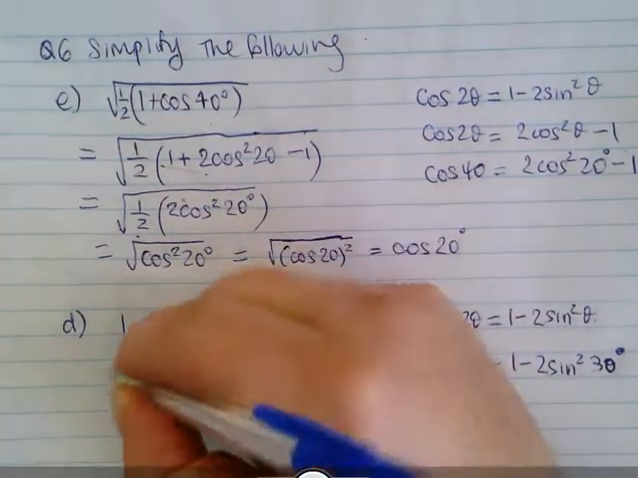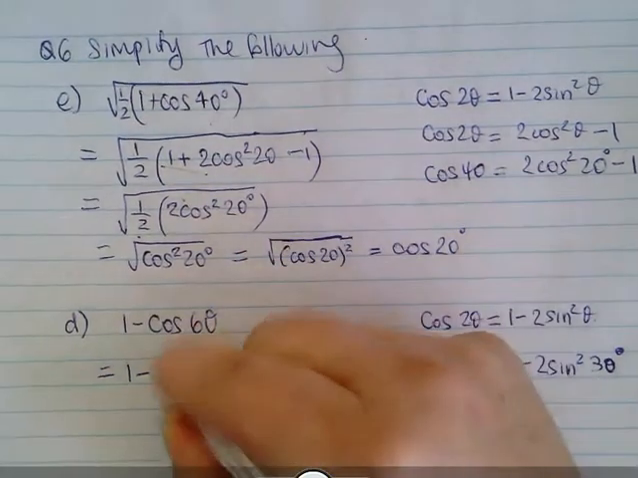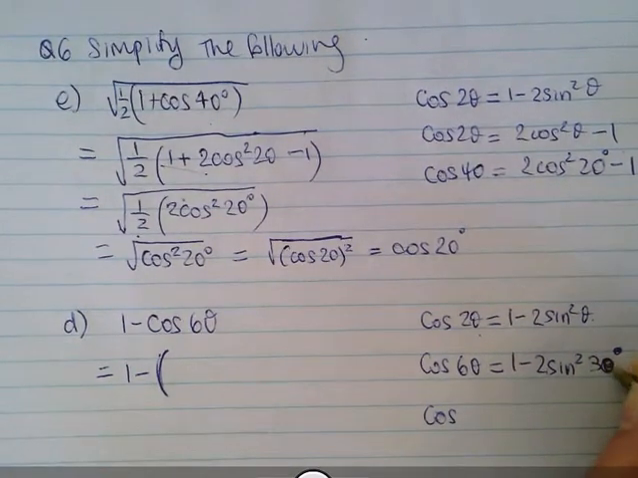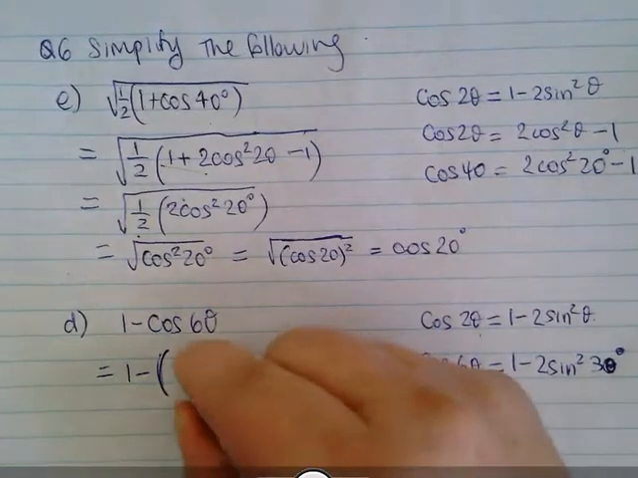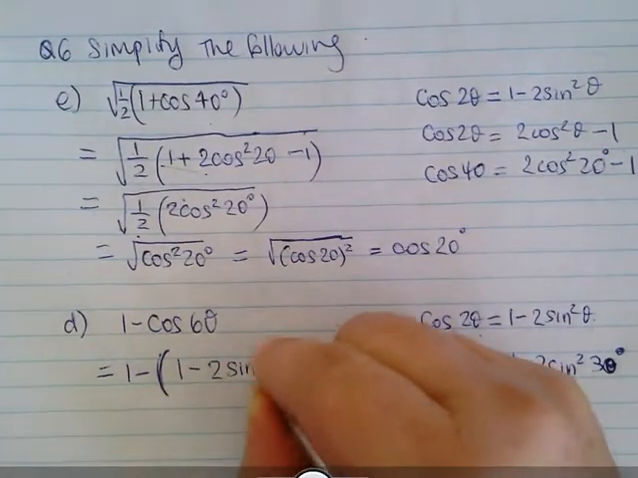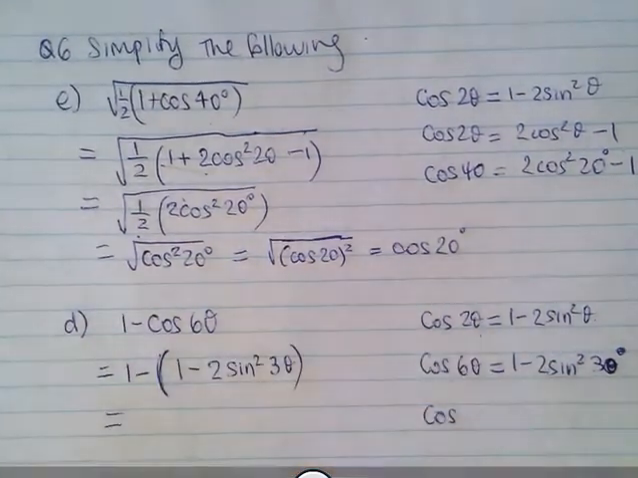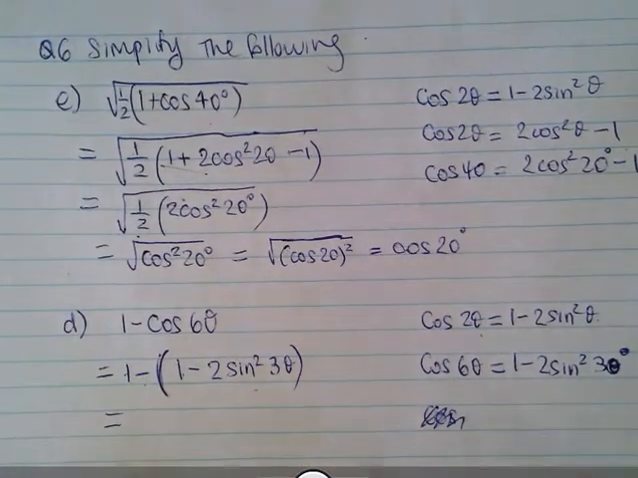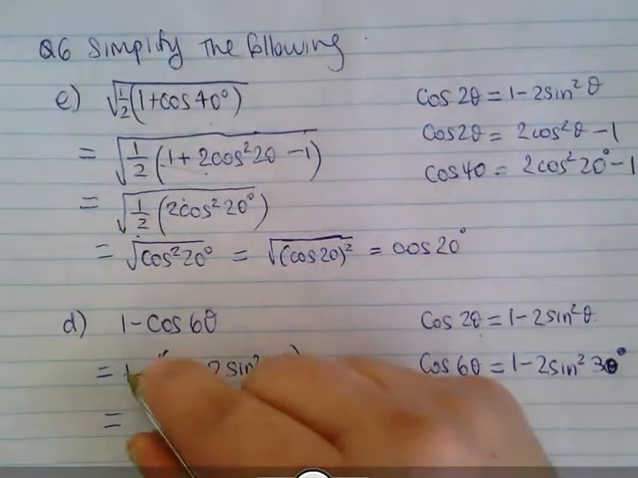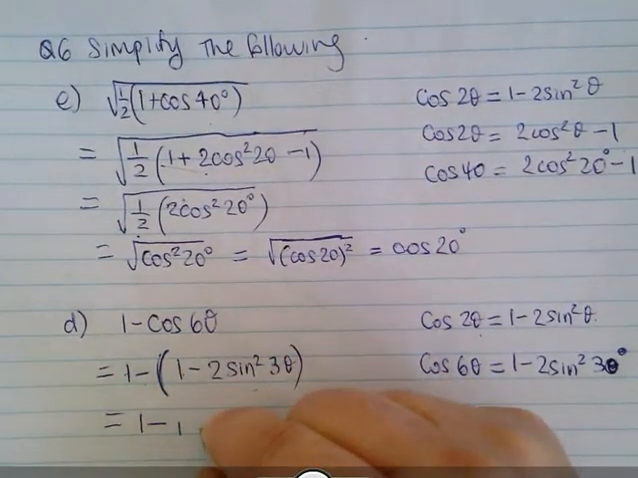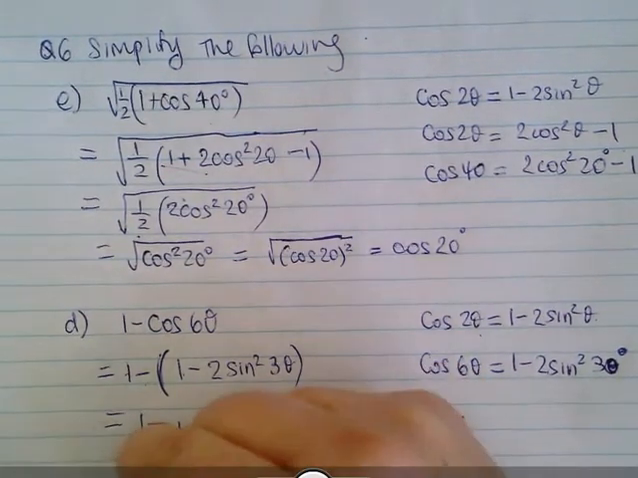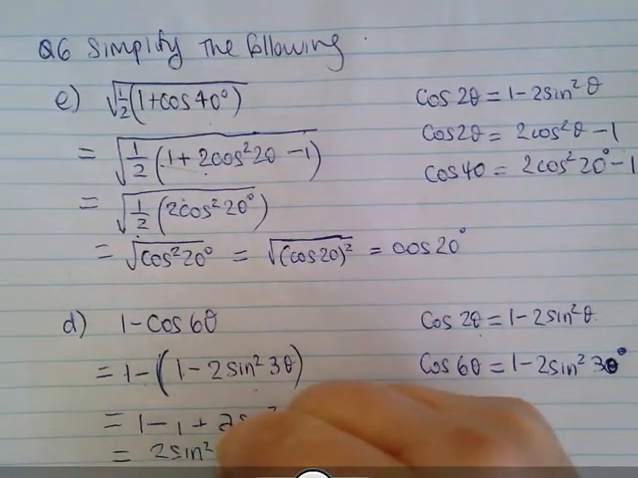So what does this 1 minus... Sorry, that's 3 theta. So 1 minus 2 sine squared 3 theta. We will use that one because the ones cancel, don't they? So what's this? 1 minus 1 plus 2 sine squared 3 theta, which is just 2 sine squared 3 theta.